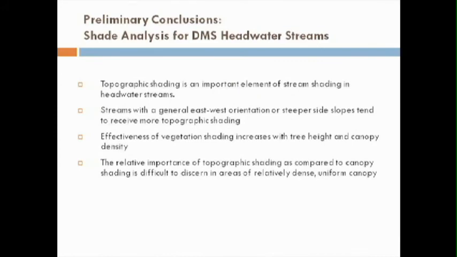From that assessment, we did correlation analyses, and I'm not going to present all the correlation matrices, but basically the preliminary conclusions, based on these 9 reaches, were that topographic shading is an important element of stream shading in headwater streams. Streams with general east-west orientation or steeper side slopes tend to receive more topographic shading. The effectiveness of vegetation shading increases with tree height and canopy density. But the relative importance of topographic shading as compared to canopy shading is really difficult to discern, particularly in these areas with high density canopies and relatively uniform canopies. So in these upper headwater streams, we really didn't have a lot of variation in the amount of canopy cover over those streams, even in the thinned units.